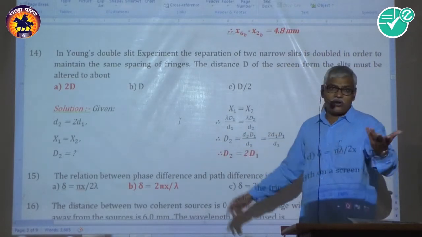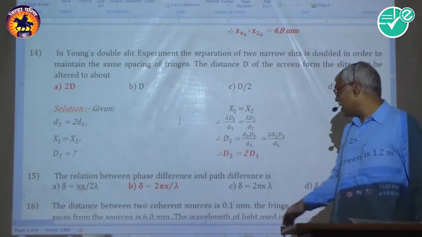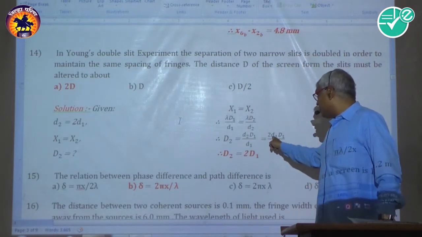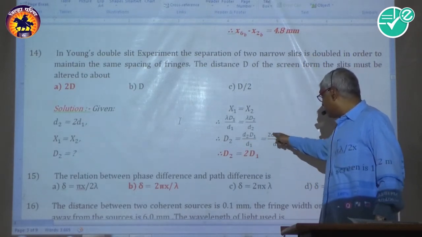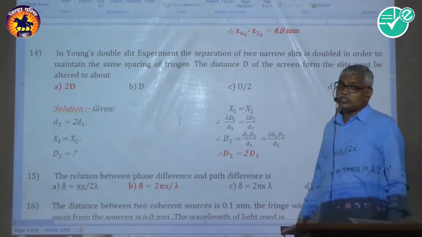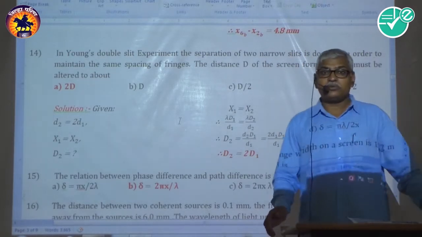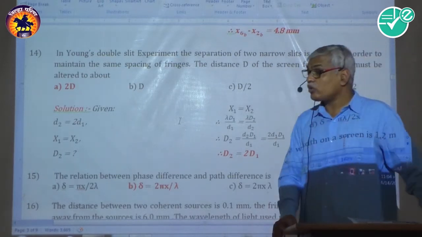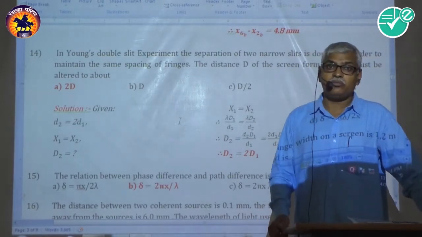I have taken capital D2 on the left side and I got the formula D2 is equal to D1 into d2 upon d1. d2 is equal to twice d1, d1 is cancelled. We get twice D1. Therefore, D2 is equal to twice D1. That means the distance between screen and source is also made twice to get the same fringe width.